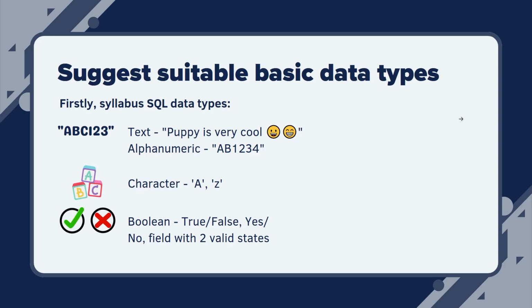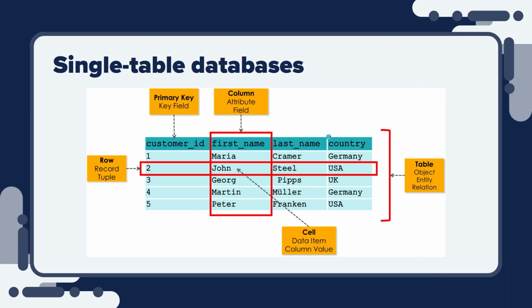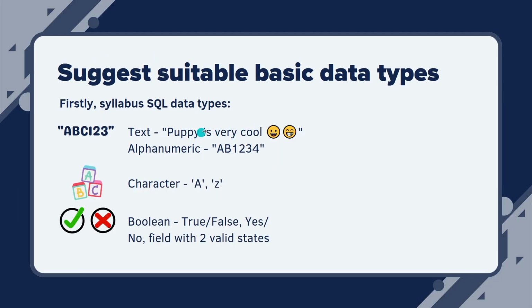Now, if we want to suggest suitable basic data types, first we'll have to see what data types are even available for us, right? So the first data type that is available is text and alphanumeric. These are two different things. The text data type is a collection of characters. So it can be English alphabet, it can be spaces, it can be emojis, whatever.